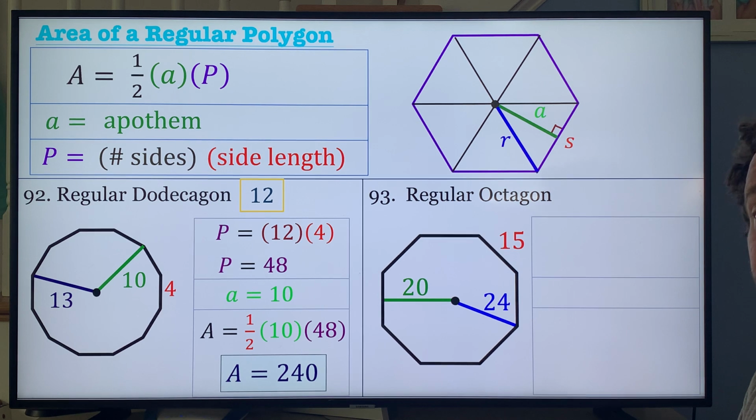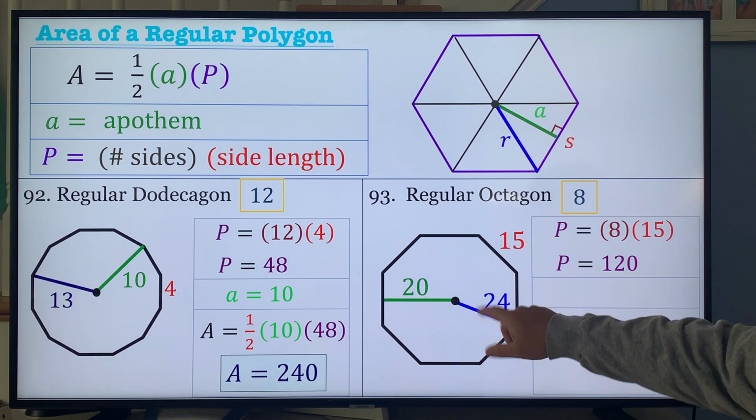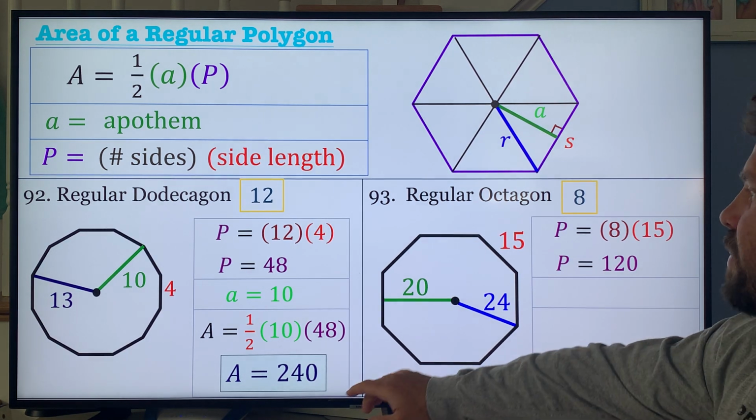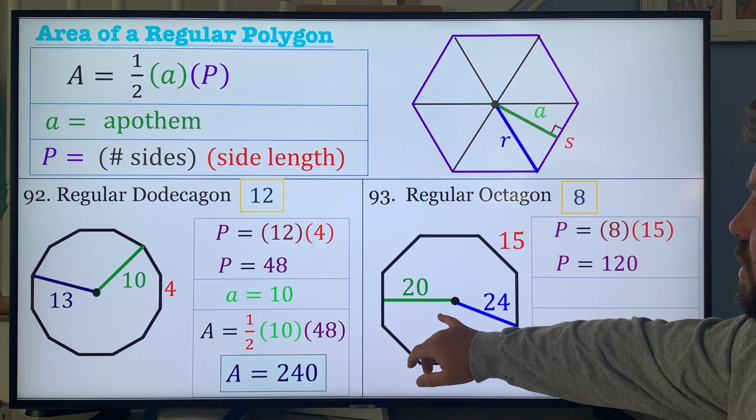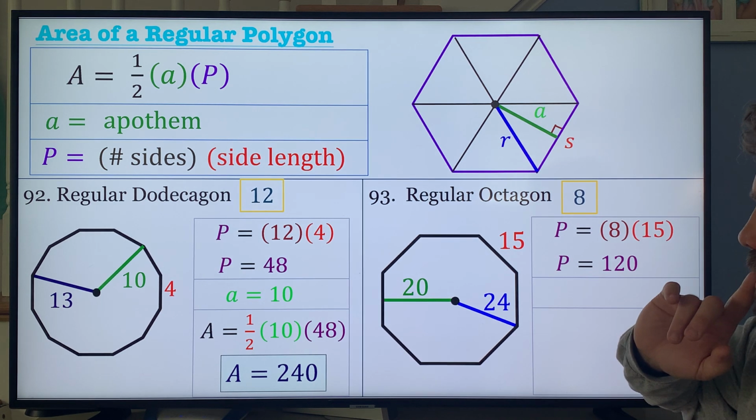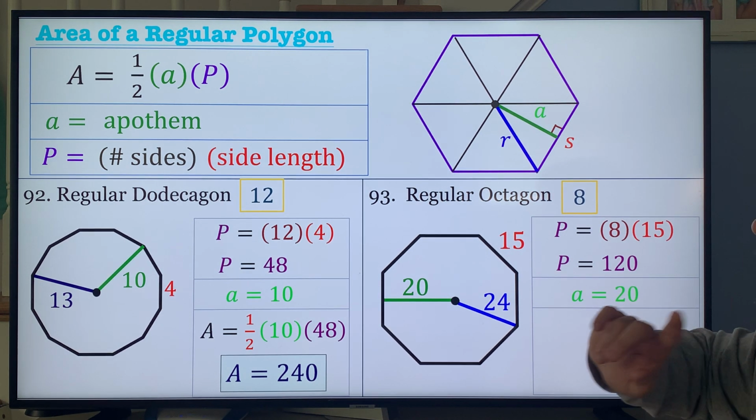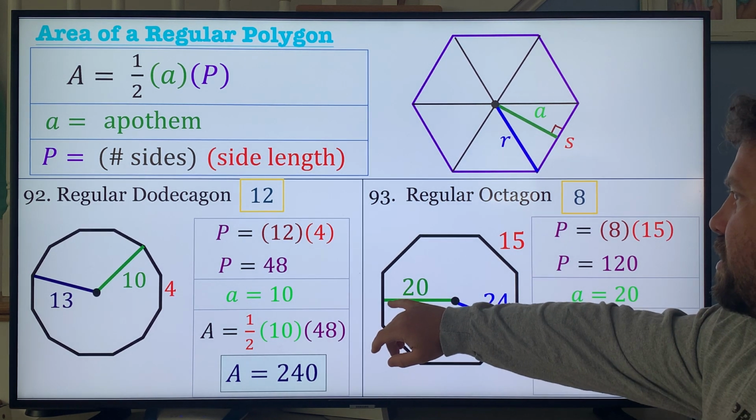Last question of the review. Regular octagon. Octagon is 8 sides, right? Each side length is 15, which is a perimeter of 120 units. Apothem. Which one is the apothem? The apothem always goes to the, where? What do you think? Apothem's 20. The apothem always goes to the center.